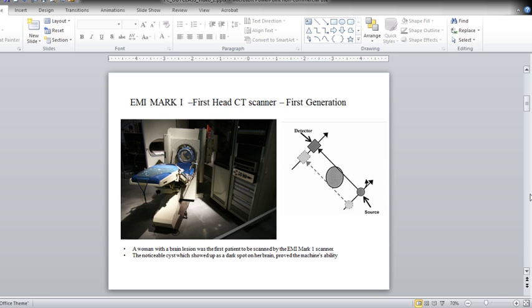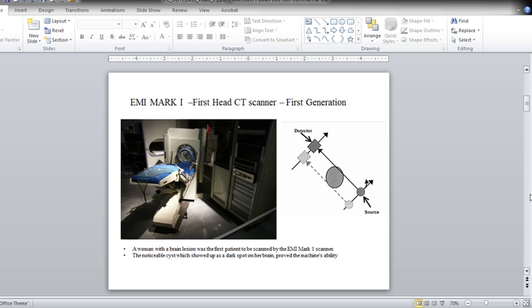In this slide, the figure on the left side is the EMI Mark 1, which is the first CT scanner, which is used for head CT scanning. Here the woman with the brain lesions is the first patient to be scanned. In this scan we notice a cyst, shown as a dark spot on her brain, which shows that the machine has the ability to detect tumors.